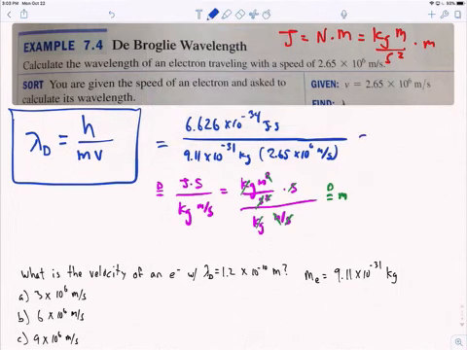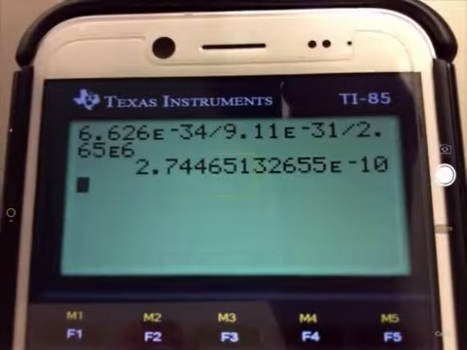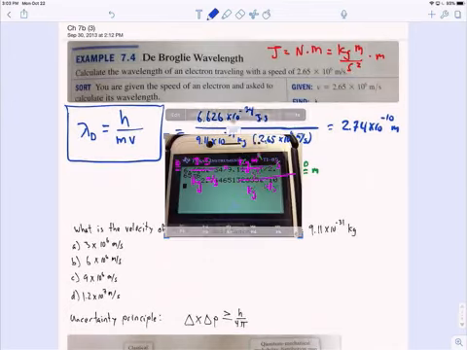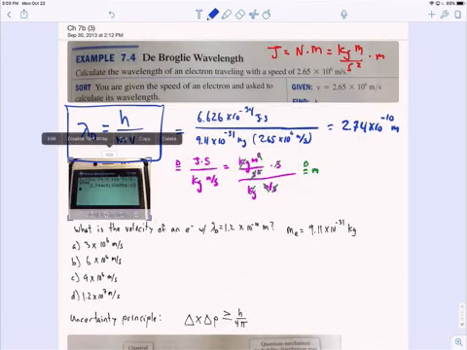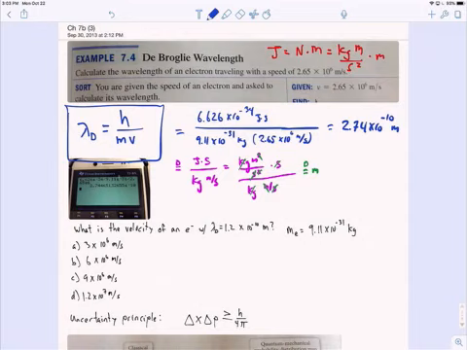And let's put in the numbers. And I did that while we're waiting for class to start. 2.74 times 10 to the minus 10 meters. Okay. So you're still like, that's pretty small, but that's about half the size of a hydrogen atom. So for an electron, that's fairly significant. But let's wait for the question.